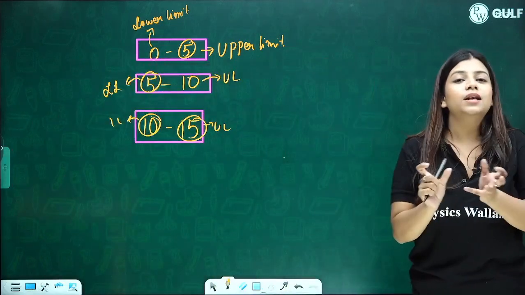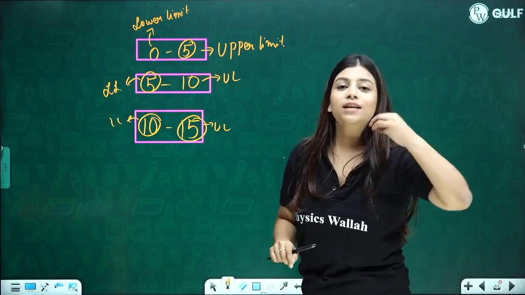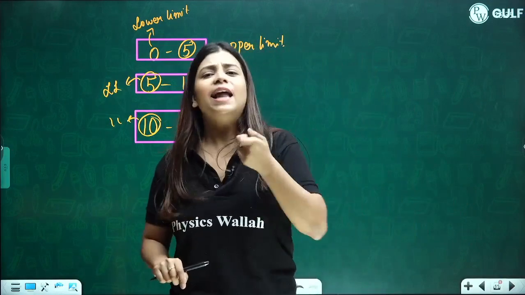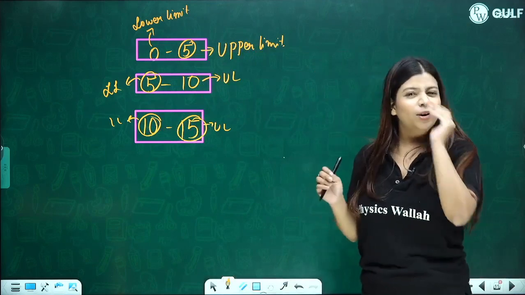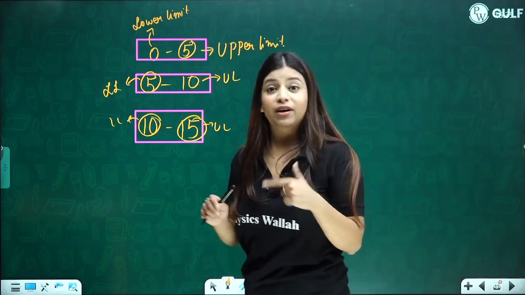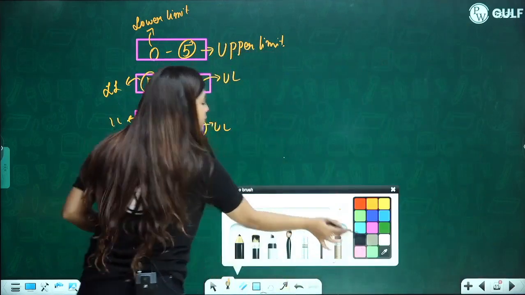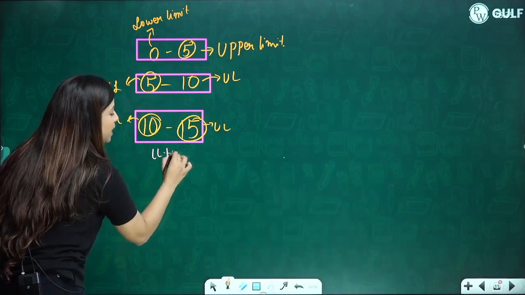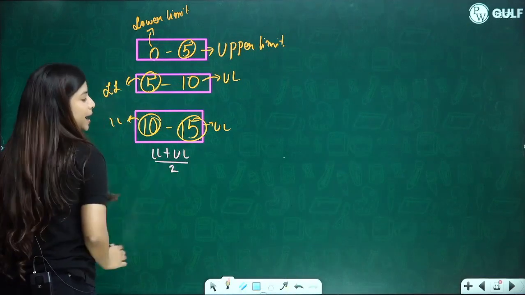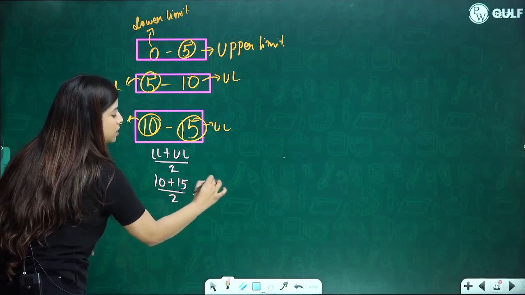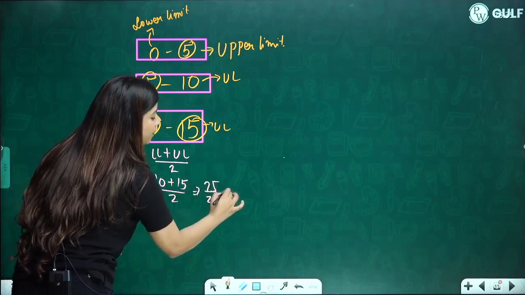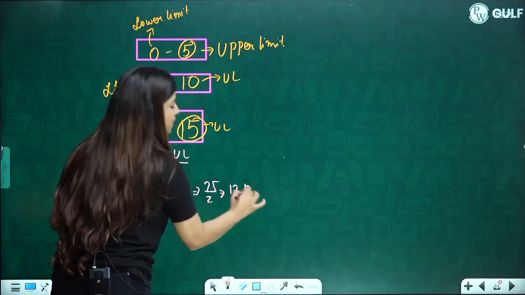So this is what lower limit and upper limit means. Now what is class mark? The middle value of the class interval. For example, 10 to 15. What is the middle value? 12.5. How to calculate? We can calculate it by lower limit plus upper limit divided by 2. That is 10 plus 15 divided by 2, which is equal to 25 by 2, which is equal to 12.5.